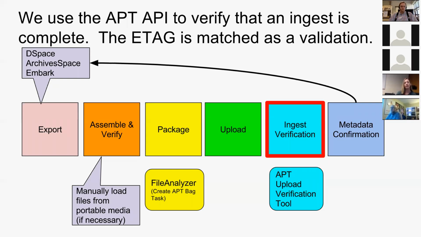So our next step is on sort of a schedule. I think we check every 10 minutes. We look for any ingests that we think are in progress. We pull the APTrust API to find any that are recently completed. If the e-tag matches, then we consider that ingest to be complete. We update our inventory system and we go and clean up the assembly folder because all the resources now have been verified up at APTrust.